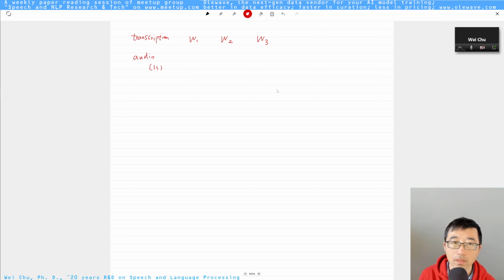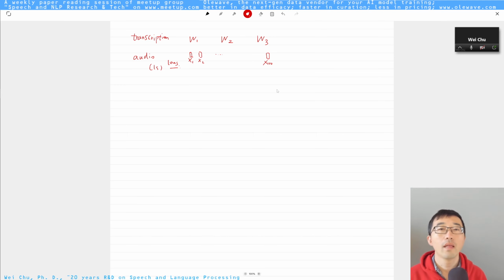100 is easier to understand. Okay, the frame step size is 10 milliseconds. So I have x1, x2, to x100. Make sense? Then the question becomes, you want to find the word boundary.